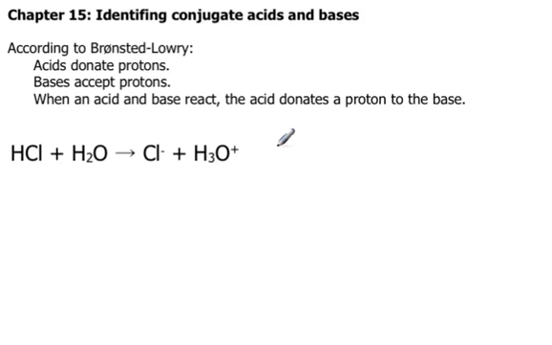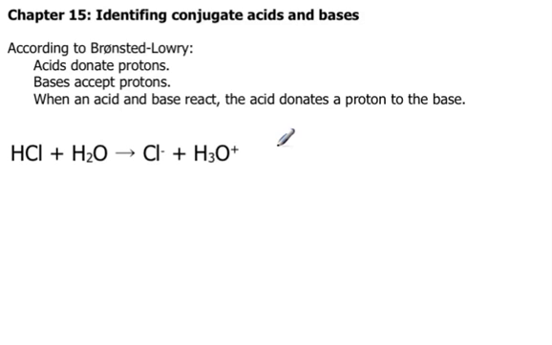Now, this is related to the Arrhenius definition, because remember, a proton is an H plus ion. So we're still talking about H plus ions, but now you have to actually see a chemical reaction in order to determine what is behaving like an acid and what is behaving like a base. When an acid and a base react, the acid donates the proton to the base. So remember, we're talking about H plus when we say proton.